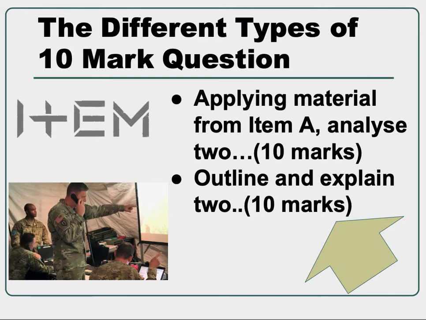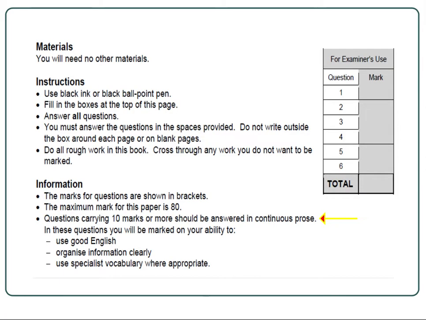We're going to be looking at the second type in this video, outline and explain 2, without an item, but we'll start by noting some of the similarities that might help us to navigate this particular type of question. As previously discussed, the instructions from the front page of your exam paper, questions carrying 10 marks or more should be answered in continuous prose, means that you're required to write with full sentences and paragraphs, therefore no bullet points or lists here for this type of 10-mark question.